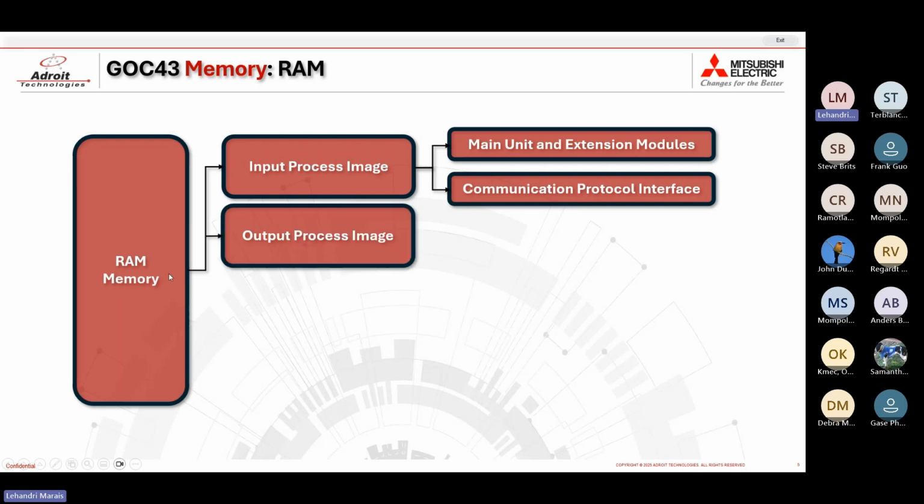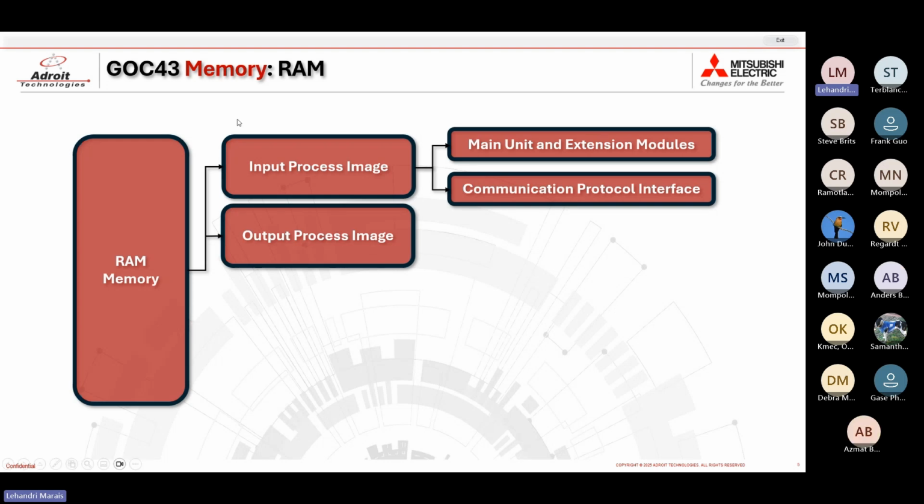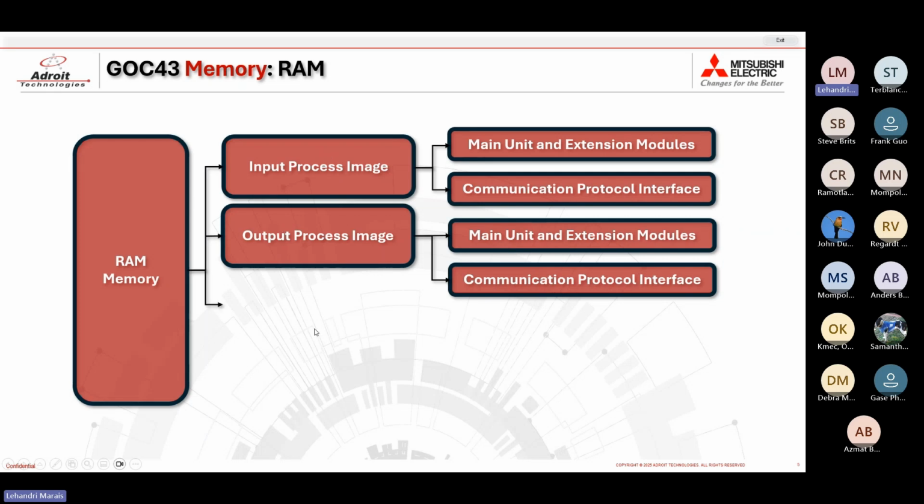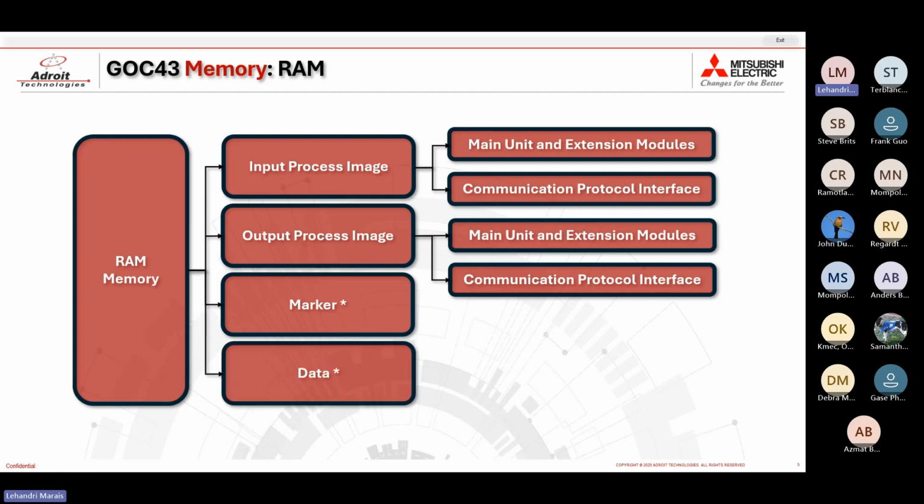The second subdivision of your RAM memory is the output process image, which is the output data of your GOC. This can also be divided into your main unit extension modules, as well as your communication protocol interface, similarly to the input process image. The third subdivision is the marker memory, and the fourth is the data memory. These two aren't further subdivided, but an important note for these two memory types: they, or part of these memories, can also be declared as retentive, meaning a part of this memory can also be located in the FRAM.